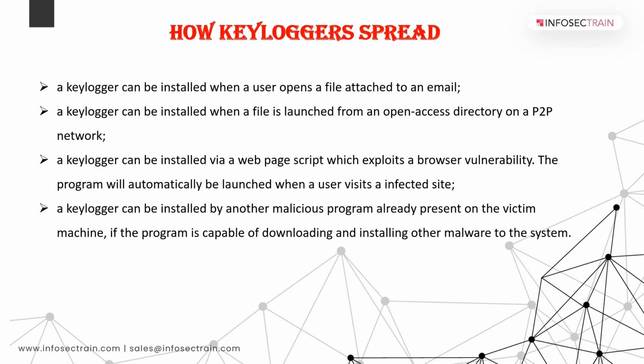And how do keyloggers spread? Keyloggers can be installed when a user opens a file attached in an email. They can be installed when a file is launched from an open access directory or a P2P network. So these are the ways keyloggers can spread into your machine.